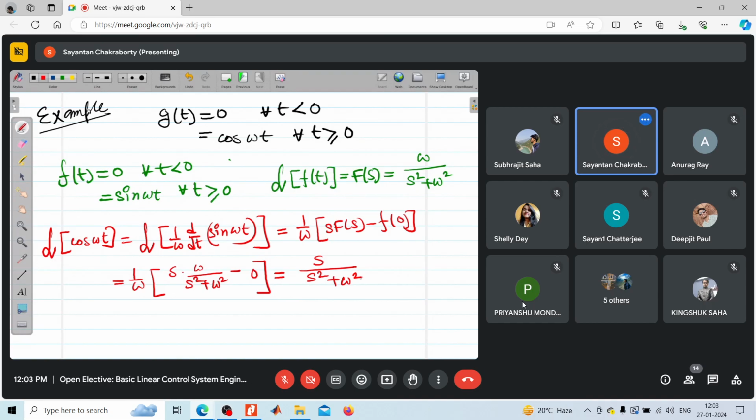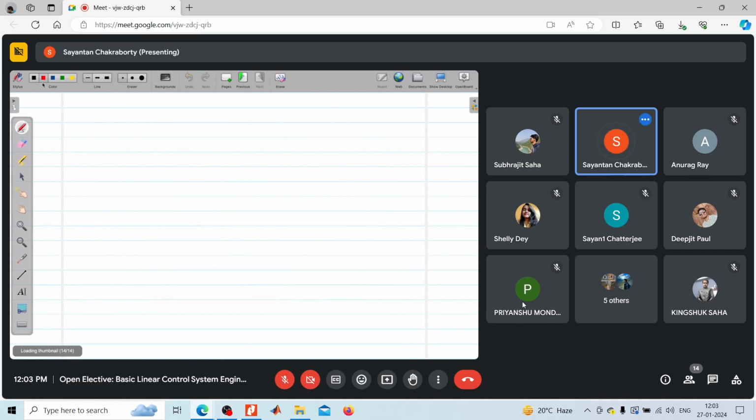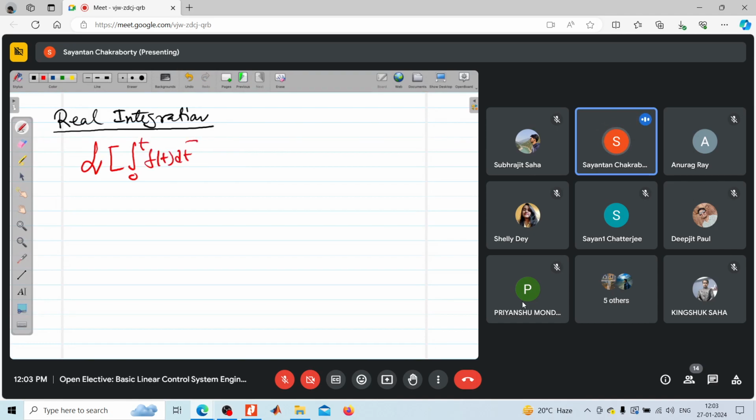Now coming to the, and just as a continuation, I'll just mark this, the formula for real integration. What is that? If you have a function f(t) defined as, that's simple like that. Laplace transform of integration 0 to t f(t) dt is F(s) by s.